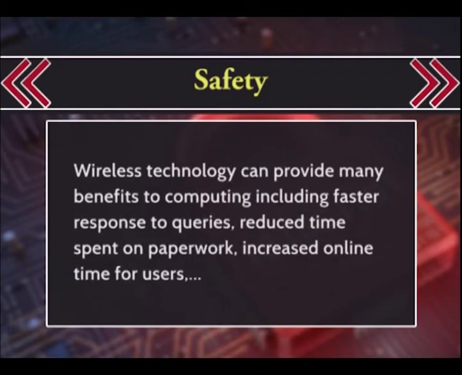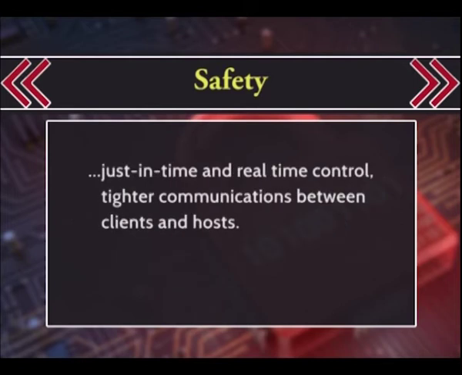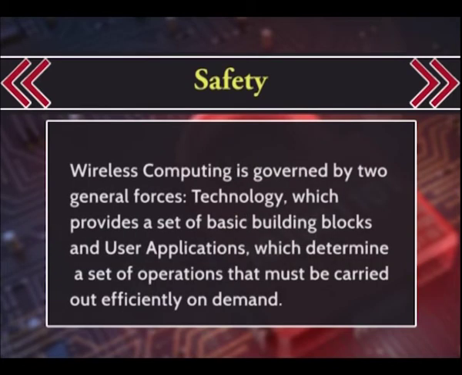Wireless technology can provide many benefits to computing, including faster response to queries, reduced time spent on paperwork, increased online time for the user, just-in-time and real-time control, and tighter communication between clients and the host. Wireless computing is governed by two general forces: technology, which provides a set of basic building blocks, and user applications, which determine a set of operations that must be carried out efficiently on demand.